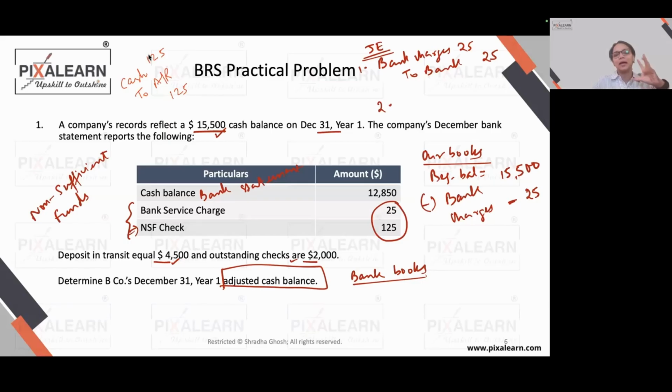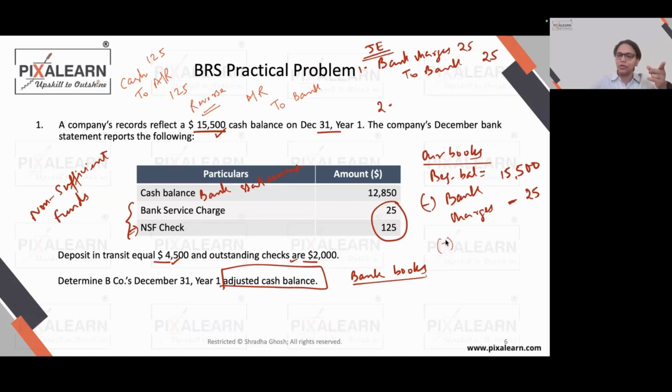So now the bank has informed you that the money was not able to be collected because the check got returned with non-sufficient funds. What will you do? You will reverse this entry again. So what entry will you pass? You will bring back the debtors in your books and you will remove the bank or the cash from your books.